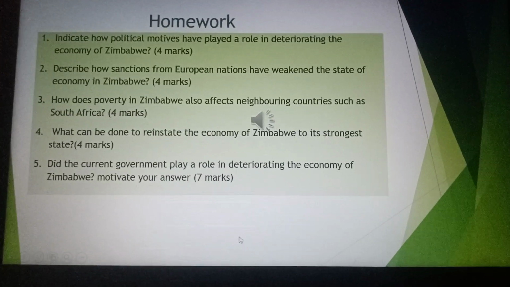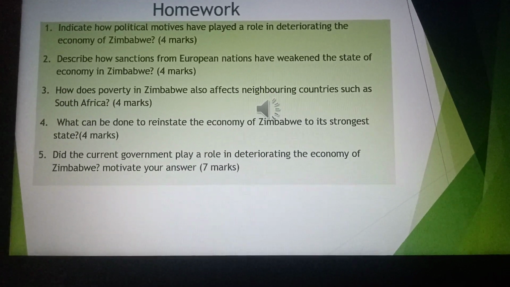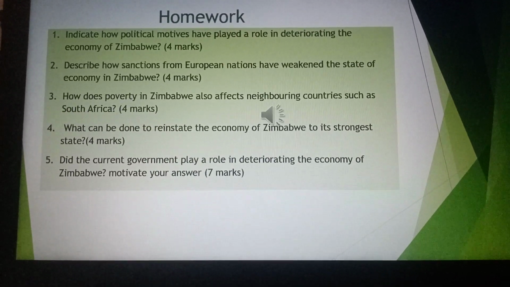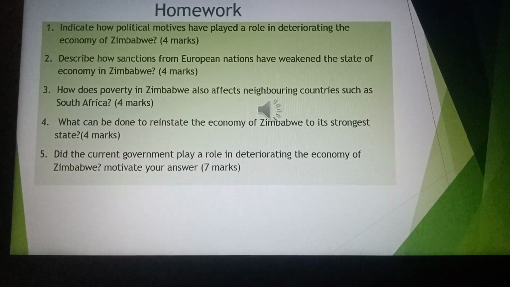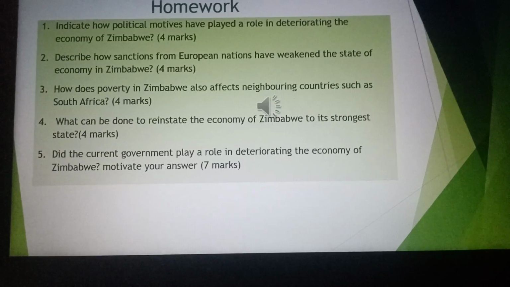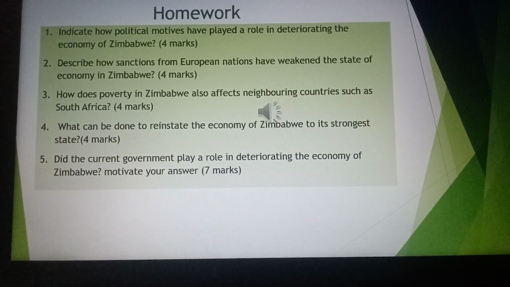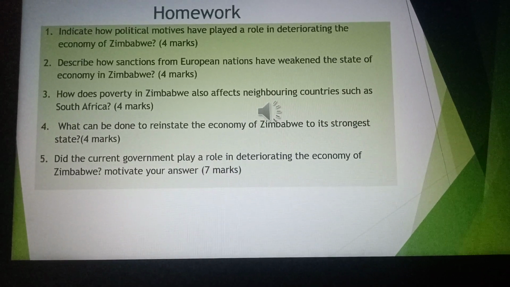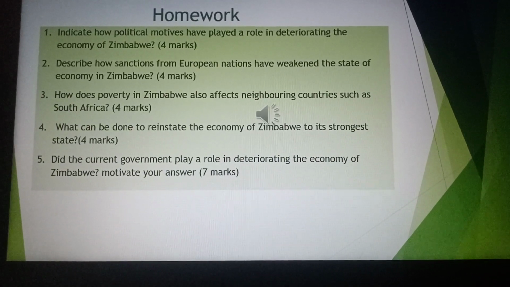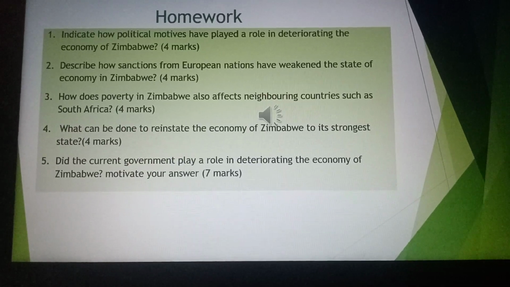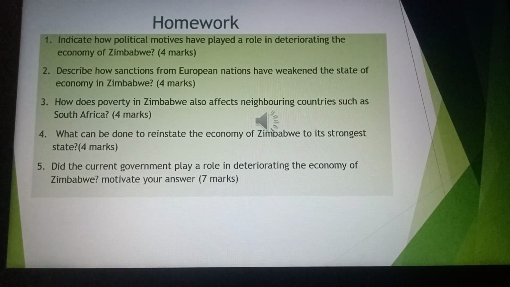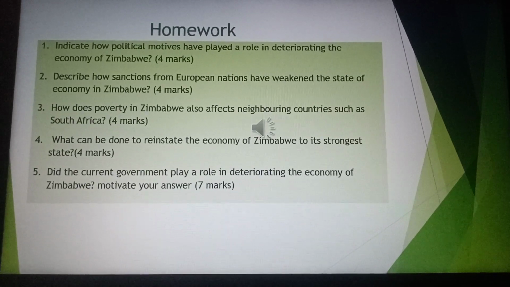As we conclude the lesson of the day, I have homework for you. Before you attempt your homework, go and read the scripts which I've given you, which has a scenario of a country which was once rich by the name of Zimbabwe. The scenario will indicate how the country was once rich before it gained independence and how it has lost everything during the course and how its state of economy has moved from better to worse.